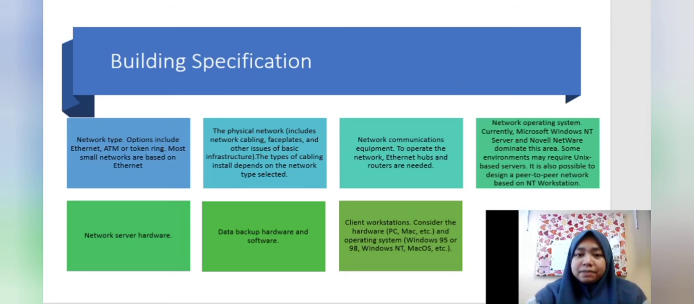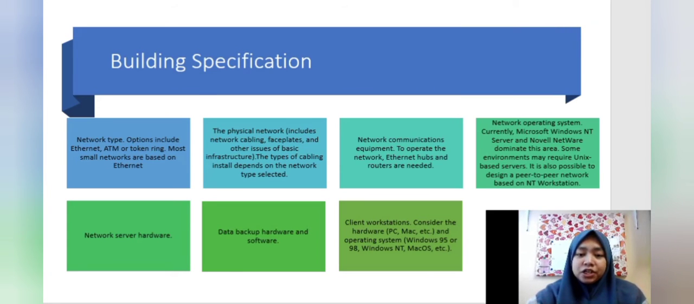Apart from that, building specification is also to be considered. What is the building specification? First is the network type. Options include Ethernet, ATM or token ring. Most small networks are based on Ethernet. Second is the physical network, which includes network cabling, baseplates, and other issues of basic infrastructure. The type of cabling installed depends on the network type selected.